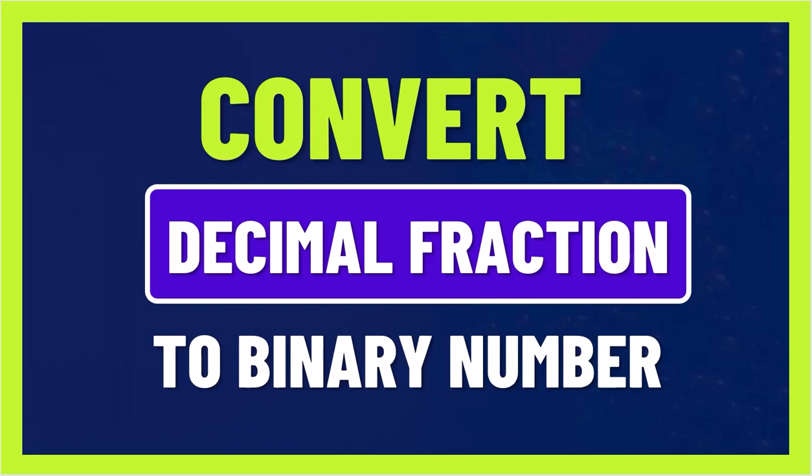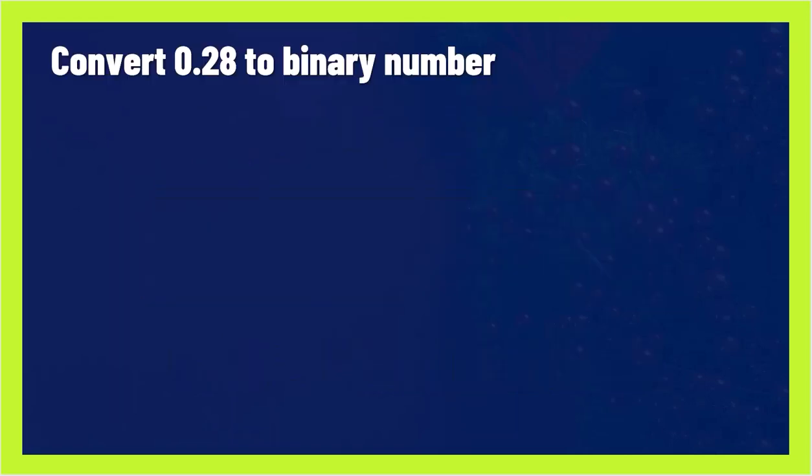In today's class, we're going to be looking at how to convert decimal fraction to binary number. We will look at a couple of examples that will help you become very productive converting decimal fraction to binary number. So let's look at the first example. We are to convert 0.28, which is in base 10, to binary number.